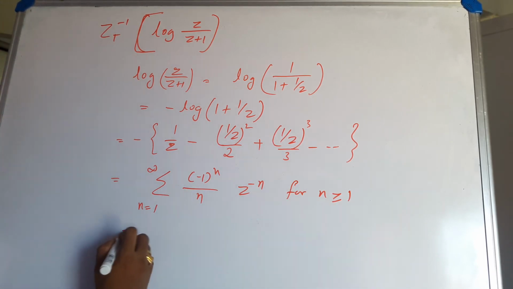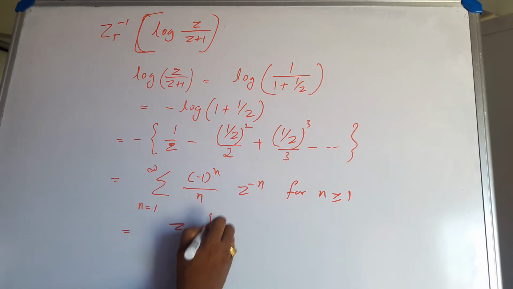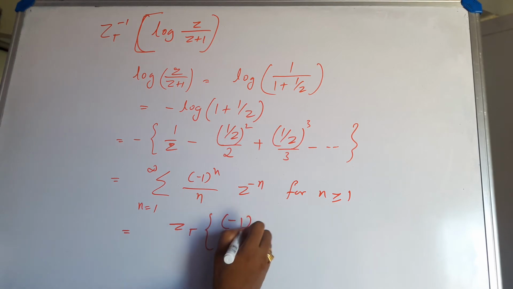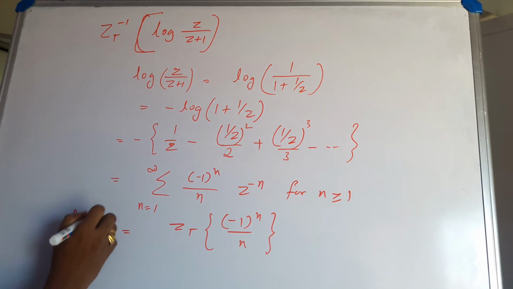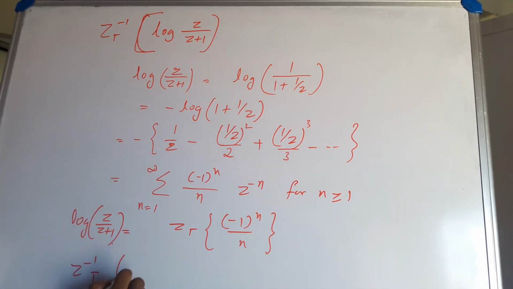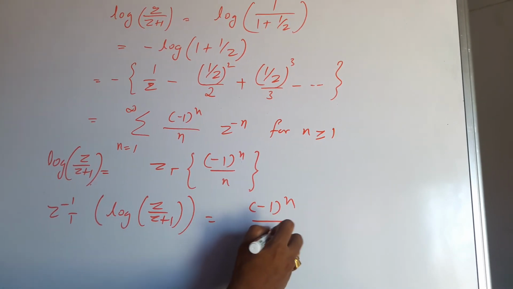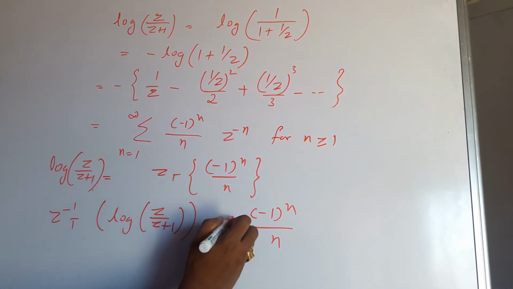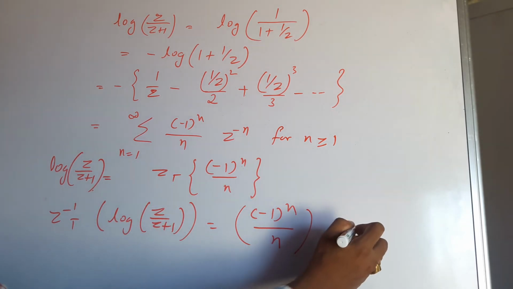So now this is the z transform of (minus 1) to the power of n plus 1 by n. Okay, so this is log of z by z plus 1. So I need the inverse z transform of log of z by z plus 1, which is (minus 1) to the power of n plus 1 by n, for n greater than or equal to 1.